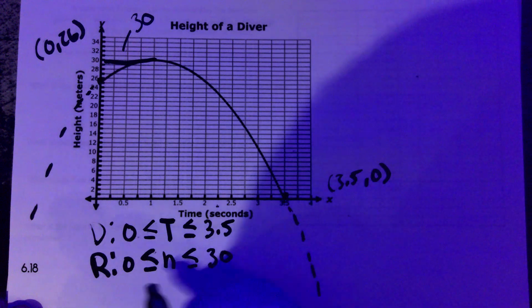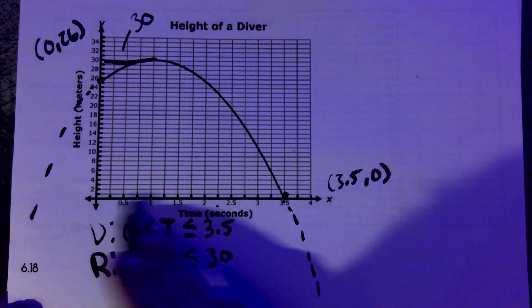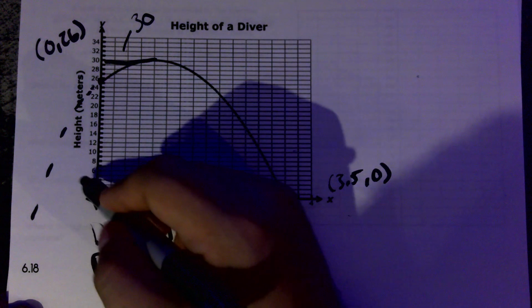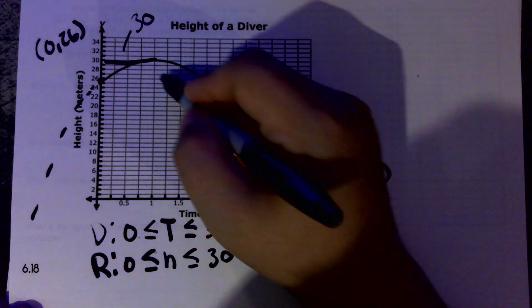Okay. So final answer: the domain is between 0 and 3.5. The range is between 0 and 30.